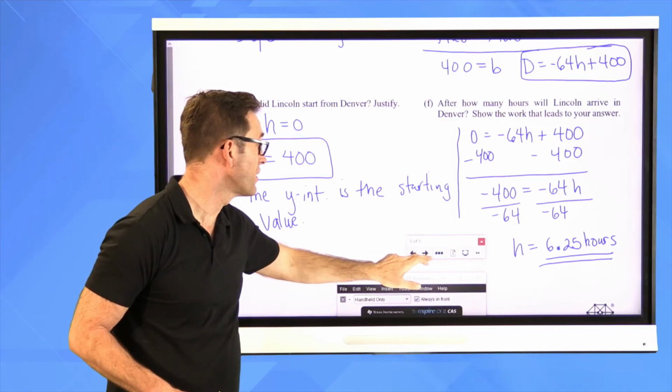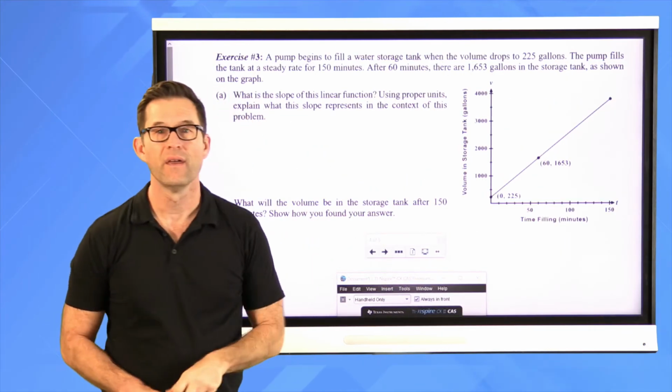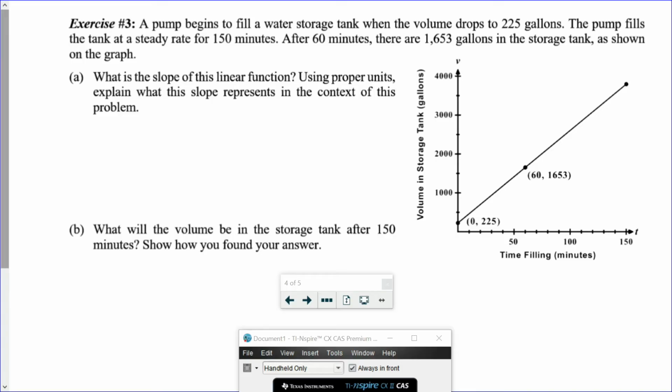Okay, let's take a look at one last problem. Exercise number 3. A pump begins to fill a water storage tank when the volume drops to 225 gallons. The pump fills the tank at a steady rate for 150 minutes. After 60 minutes, there are 1,653 gallons in the storage tank, as shown on the graph.